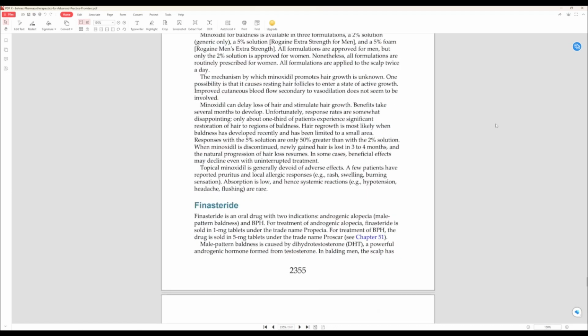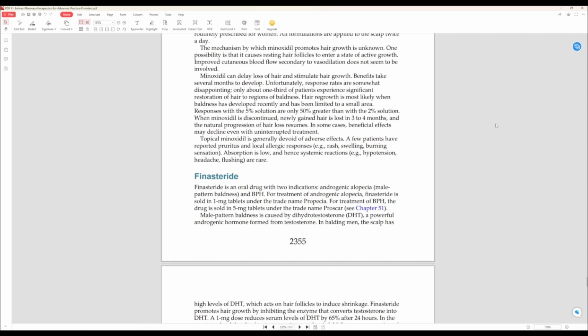The mechanism by which minoxidil promotes hair growth is unknown. One possibility is that it causes resting hair follicles to enter a state of active growth. Improved cutaneous blood flow, secondary to vasodilation, does not seem to be involved. Minoxidil can delay loss of hair and stimulate hair growth. Benefits take several months to develop, unfortunately. Response rates are somewhat disappointing. Only about 1/3 of the patients experience significant restoration of hair to regions of baldness.